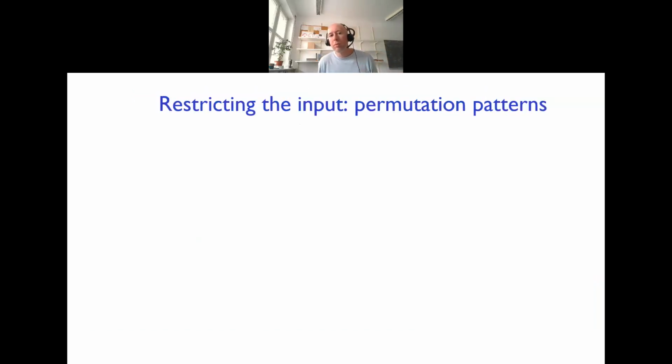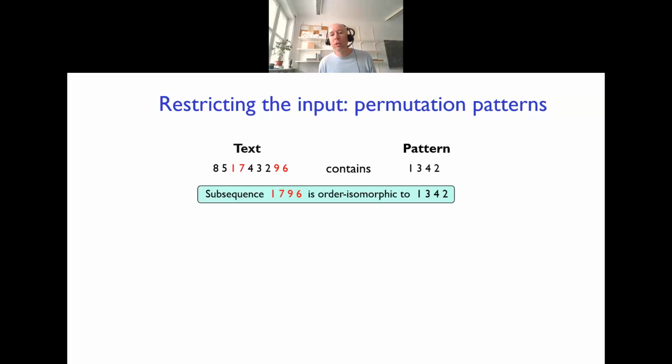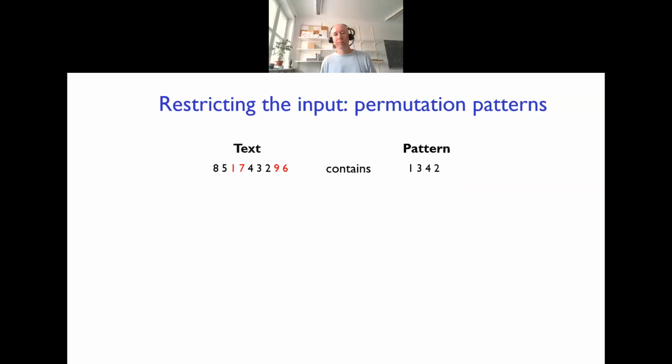So what is common in all three of these problems as we study them is that we restrict the input by avoiding permutation patterns. So let me define this concept through an example. Here is a sequence of numbers 8, 5, 1, 7 and so on. And we say that this sequence contains a pattern, in this case 1, 3, 4, 2, because there is a subsequence which I highlighted here in red, 1, 7, 9, 6, which is order isomorphic to the pattern. So 1, 7, 9, 6 has the same ordering as 1, 3, 4, 2.